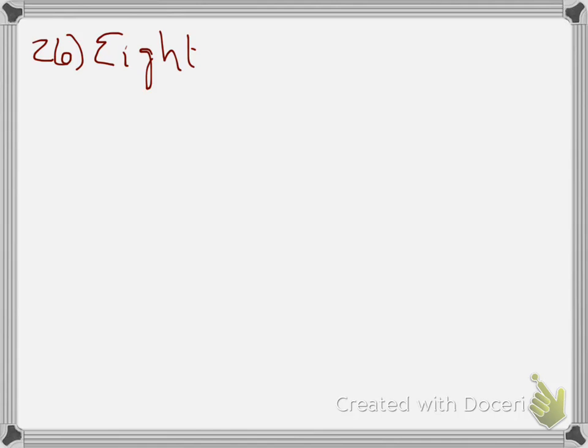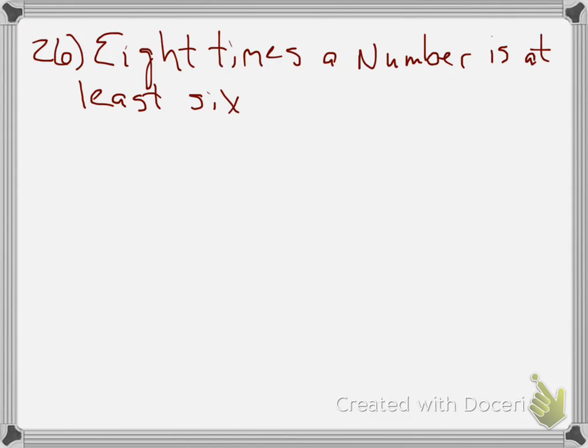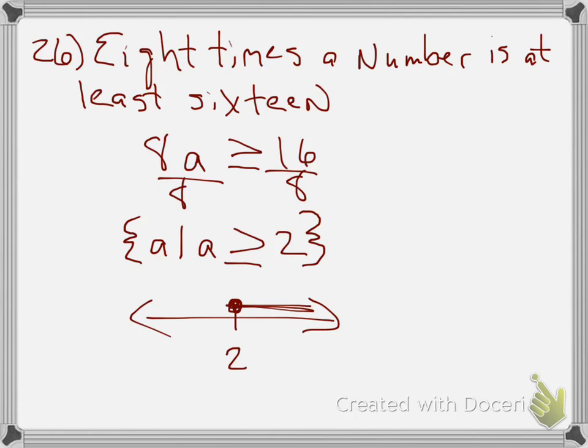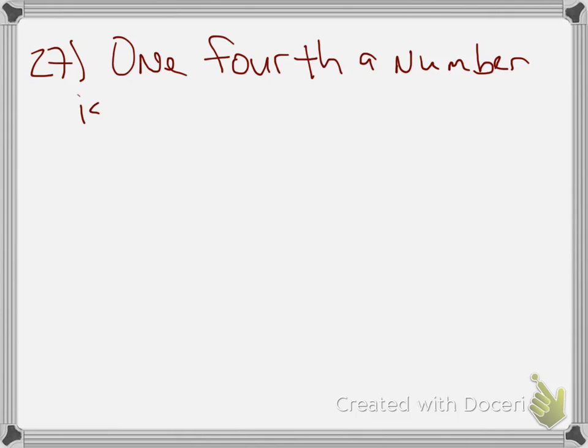Number 26, we got 8 times a number is at least 16. So you've got to say is at least should be greater than or equal to. Notice it was just 8 times, so all I had to do was divide. Not a problem. And we'll go ahead and do the closed dot shaded to the right. Again, most of these should be simple translations. 8 times a number, this shouldn't be very difficult. 1/4 a number. Oh no, it's a fraction. It's not a hard thing. Just go with it. 1/4 of a number is greater than negative 7.